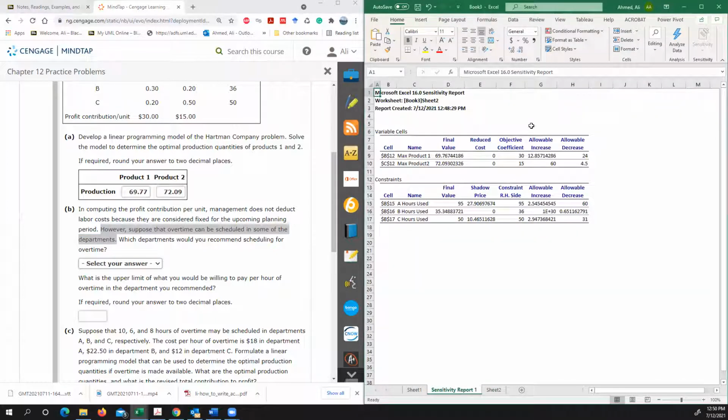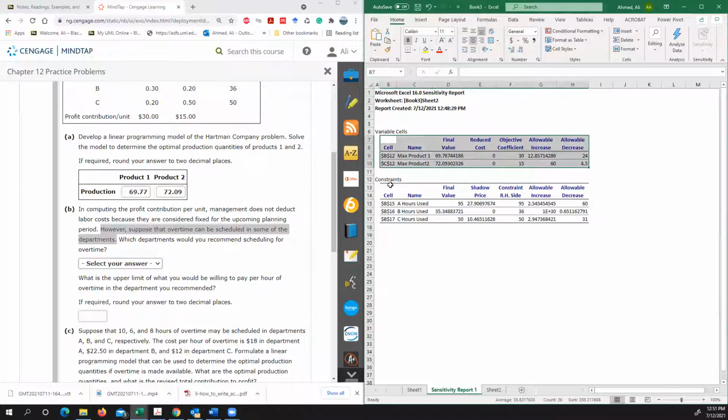The first table here is the variable cells table. So we are saying how much we can change the variables. For example, these two are the final variables, and we are showing how much is the allowable increase or decrease. So how much we can allow some kind of increase or decrease so that the objective is still the same. The overall optimization doesn't go away. So there is some flexibility.